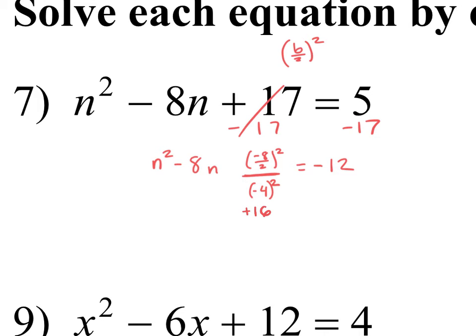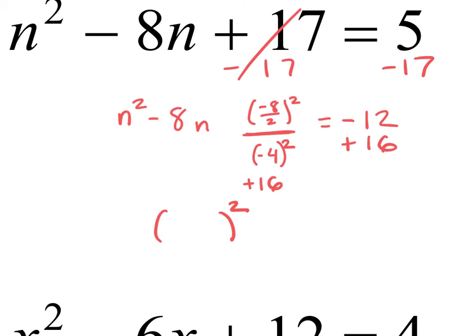So what else do we have to do? Add it on the other side. Awesome. Now in our parentheses squared, what goes inside? N minus 4. So the two things that have that squared on it go in the parentheses. N minus 4, and then that's going to be equal to -12 plus 16. What's -12 plus 16? 4.